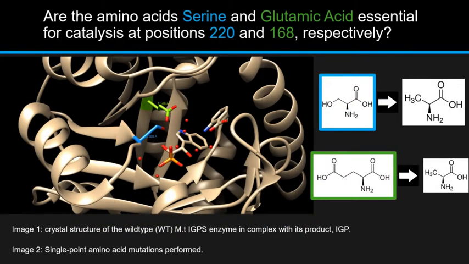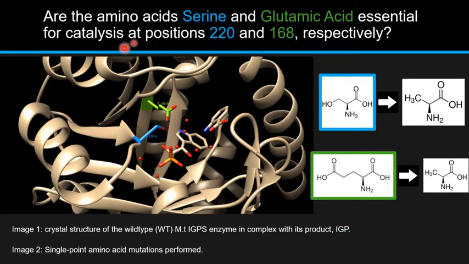So, are the amino acids serine and glutamic acid essential for catalysis at positions 220 and 168 respectively? Each mutation was done individually, and the enzymes were tested using the wildtype enzyme for comparison.